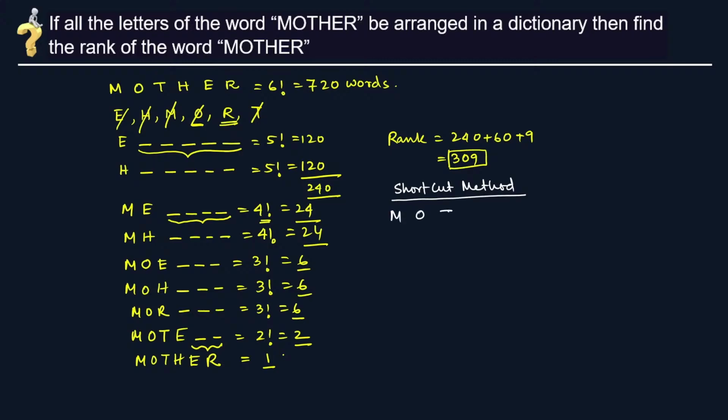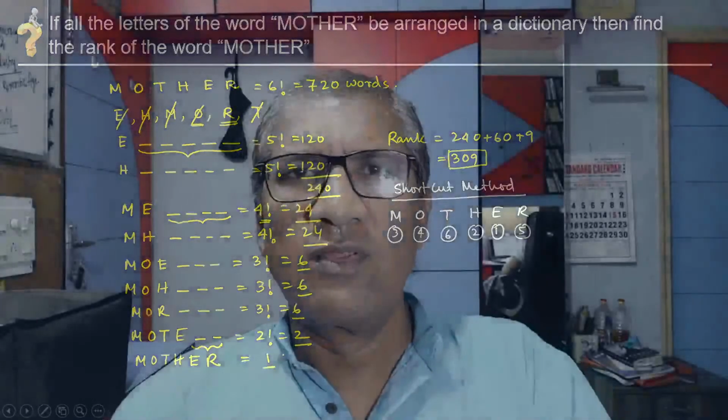We are having MOTHER. The first step is you simply write down, you give a number to all the alphabets alphabetically. So first E will come, say 1. Then H will come, this is 2. Then M will come, this is 3. Then O will come, this is 4. Then R will come, this is 5. And then T will come, this is 6. So first you simply give the number of all the alphabets involved in the given word alphabetically, right?